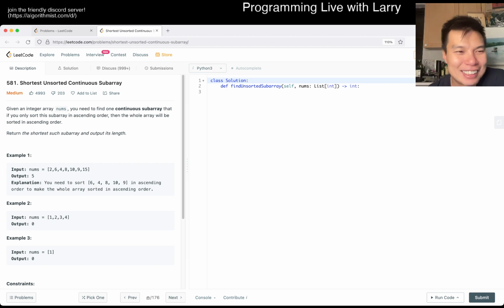Today's problem is 581, Shortest Unsorted Continuous Subarray. Well, maybe it's not that long, but it's a very awkward sentence, but let's see what it means. One continuous subarray such that if you sort this subarray, the whole array will be in sorted order. Okay. Oh, so basically, okay.